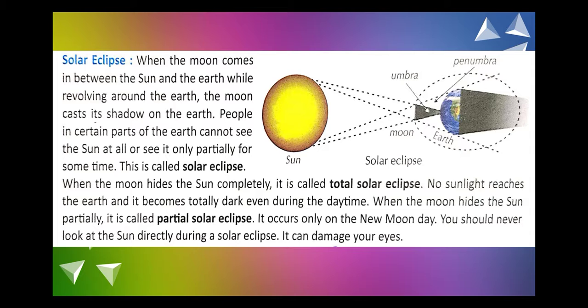You should never look at the sun directly during a solar eclipse. Why? There are so many myths that we should never see a solar eclipse directly. We should either use X-ray films or some kind of special glasses to see the solar eclipse. There is no superstition behind it. Actually, the reason is that it can cause damage to your eyes, because at that time the sun emits a different kind of rays, so it can damage your eyes.